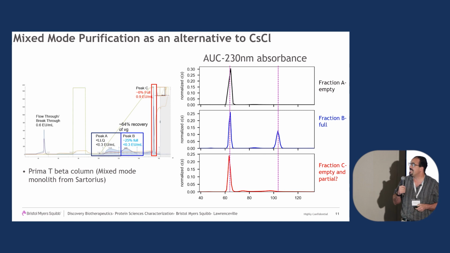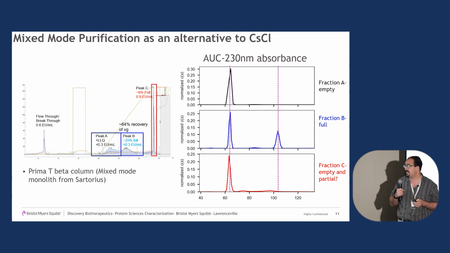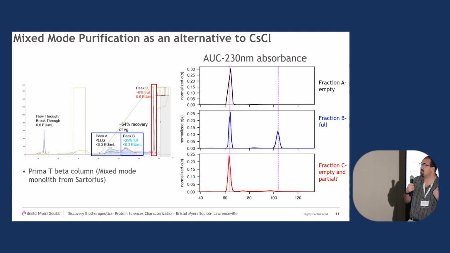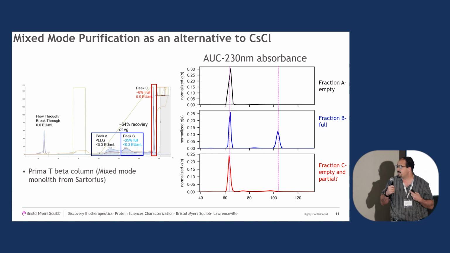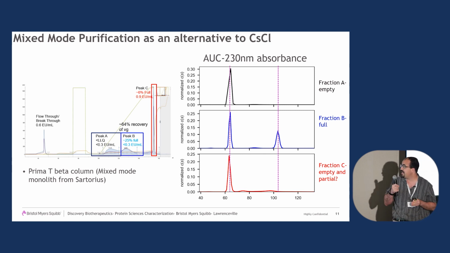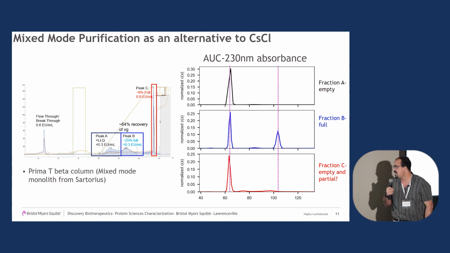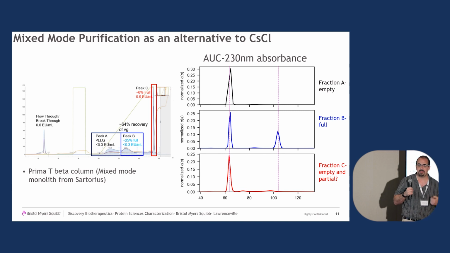The next thing I want to talk about is mixed mode purification as an alternative to cesium chloride. What we were using for mixed mode purification is a Prima T beta column provided to us from Sartorius. And we provide a gradient, and we're able to get 3 peaks: peak A, peak B, and peak C. You can tell that peak A is pretty much all empty AAV particles. Peak B is going to be about 30 to 40% full with very little partials in there. And then peak C is going to have some partial species and maybe some overloaded species.